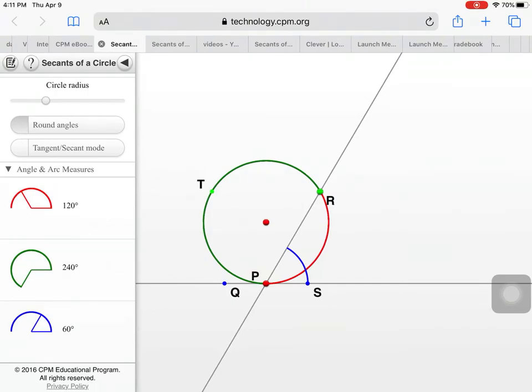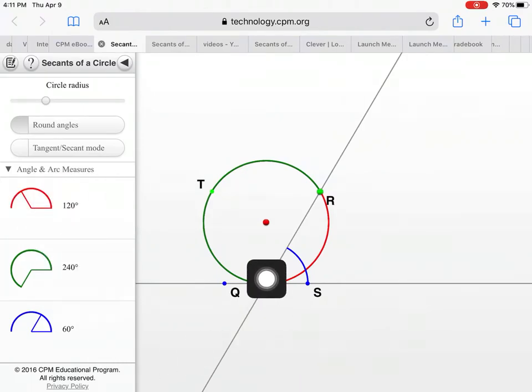So right here, what you see is a relationship between a secant line and a tangent line. My tangent line's right here, it hits the circle once, and then my secant line is right here and it hits the circle twice in two different locations. My tangent and my secant now form an angle, and you'll see that in blue, right here. So what I notice is my minor arc RP is 120 degrees, and it tells me that right over here.